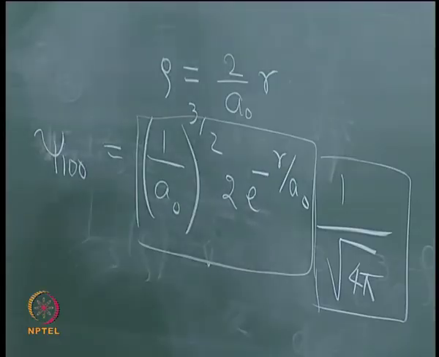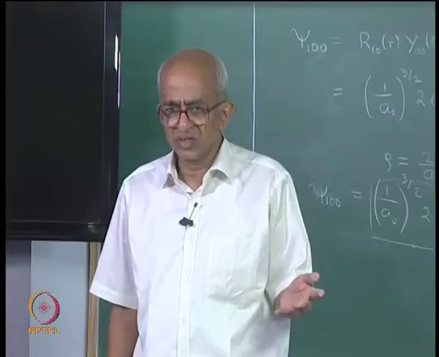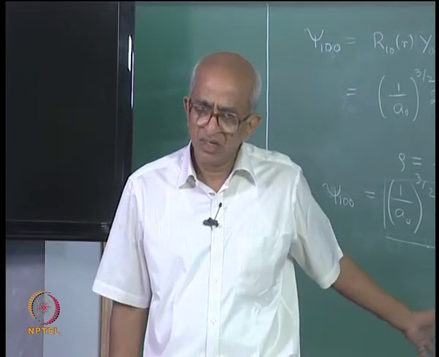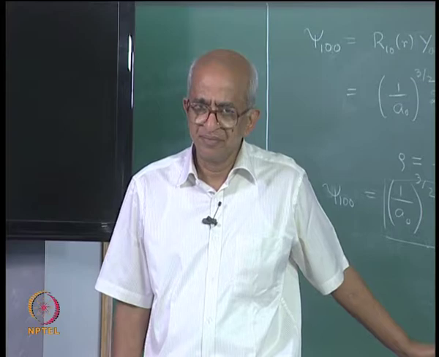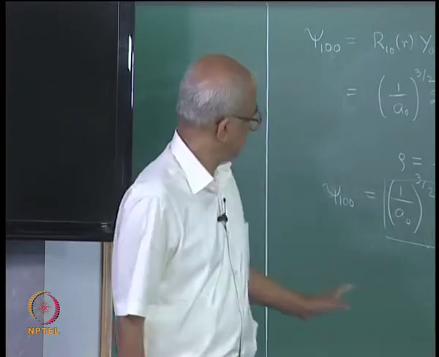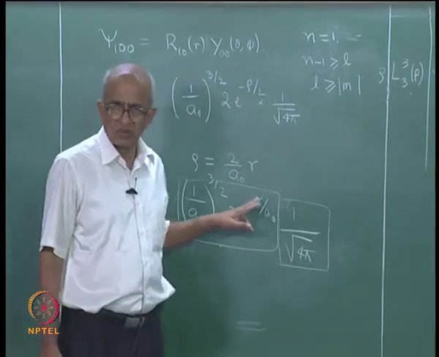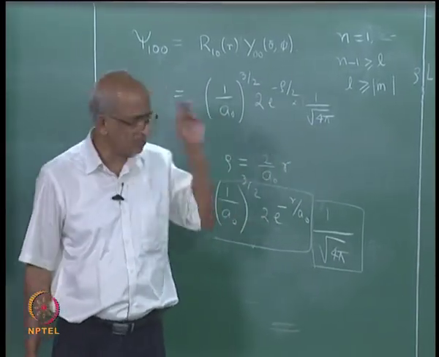What has happened? You see, this is very interesting, because the angular part, even though I say that is the angular part, it is just a constant. Correct? It is just a constant. There is no theta or phi occurring in that expression. The radial part, of course, depends upon the distance of the electron from the nucleus, which is small r.